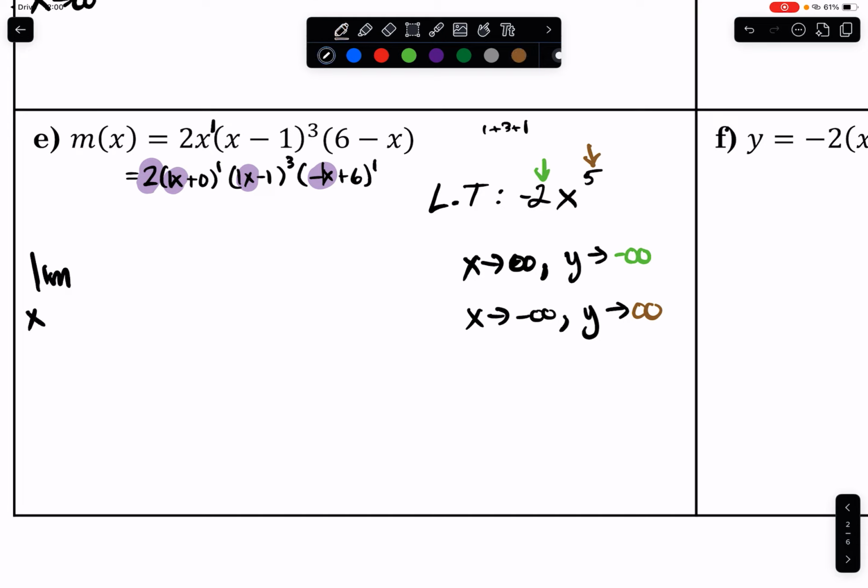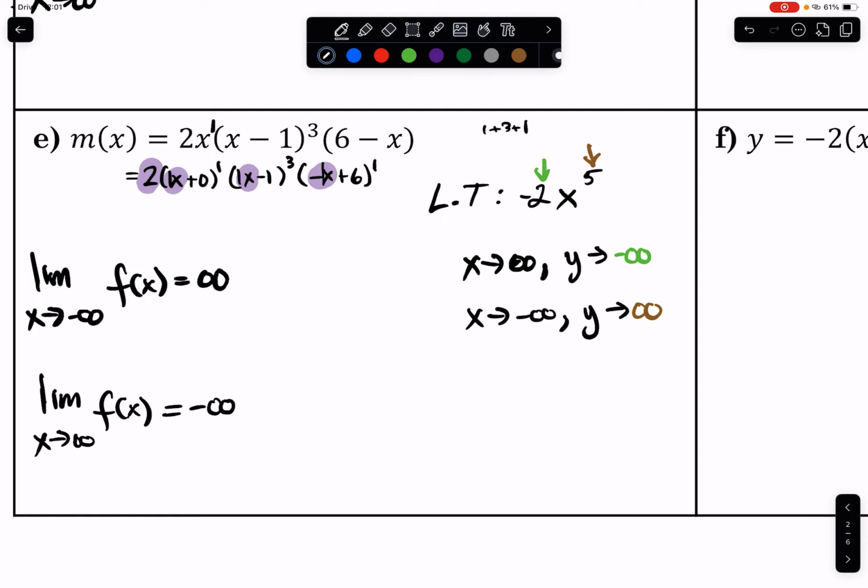So our answers are that as x approaches negative infinity, the y values of f of x are going to go towards positive infinity. And as x approaches positive infinity, the right side is going to go towards negative infinity. So there's your answers.